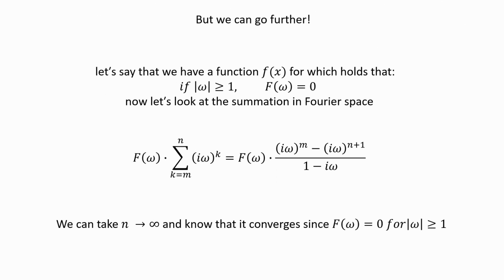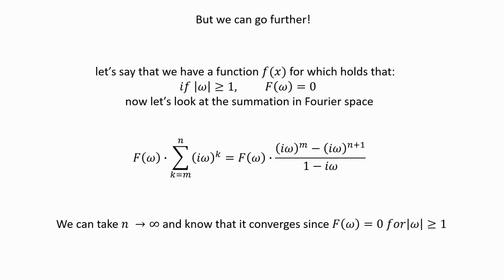But now we can go further. Let's say that we have a function f(x) for which holds that when we take the Fourier transform and the modulus of omega is bigger or equal to 1, then the Fourier transform will always be 0 at that particular omega. We can actually do something very pretty.